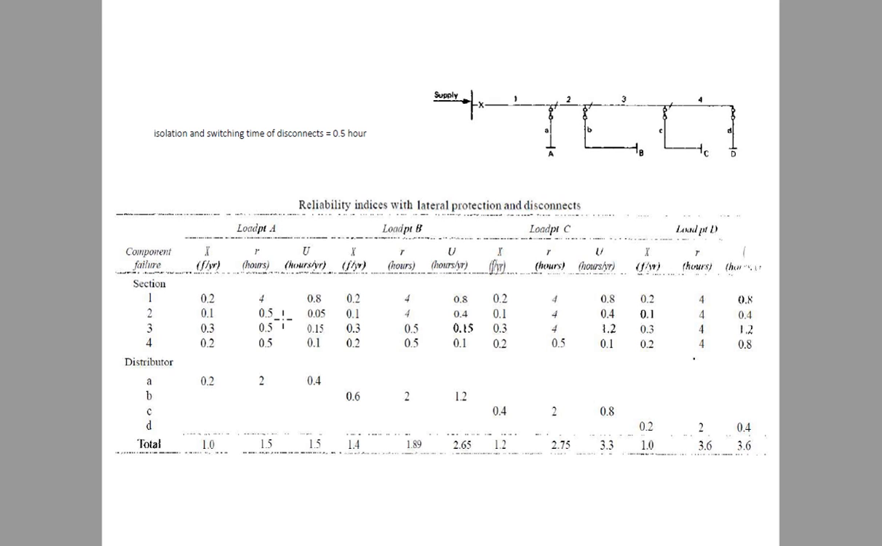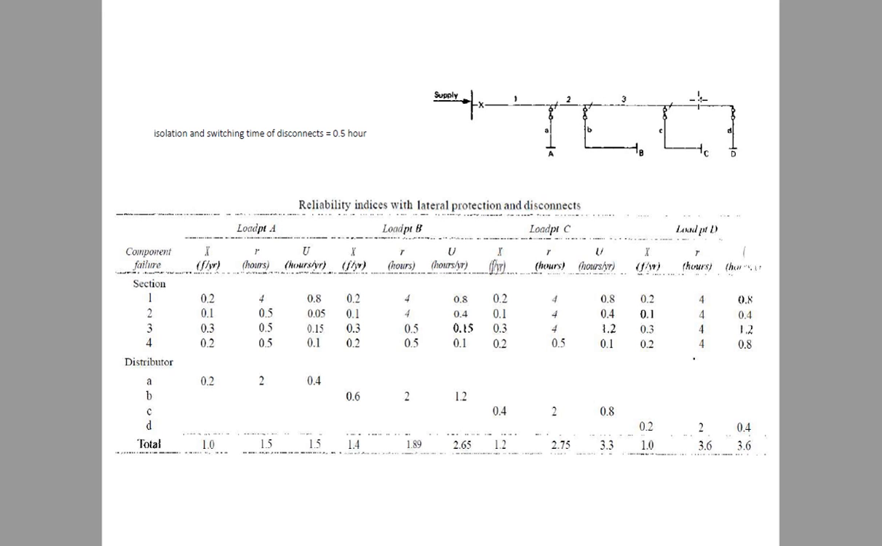So I have written here 0.5 hour, because in this case when fault is occurring at load point 2, this disconnect is operating. So I have written here 0.5. Similarly, when fault occurs at 3, again this disconnect will operate and remove the entire faulty section. So again it takes 0.5 hours to disconnect this faulty section.